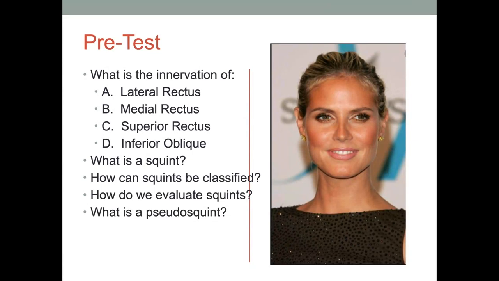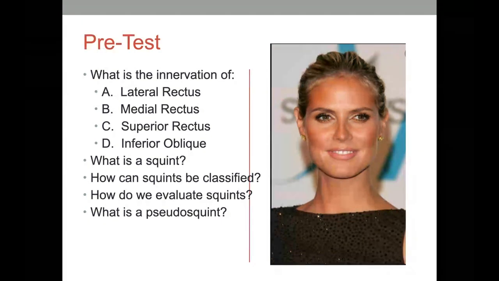I know lateral rectus is 6, medial is 3, and I think superior rectus is also the superior division of the oculomotor as well. I'm not quite sure about D. I don't remember D. All right. Well, that's good. So you have some idea as to where we'll start and where we'll go.